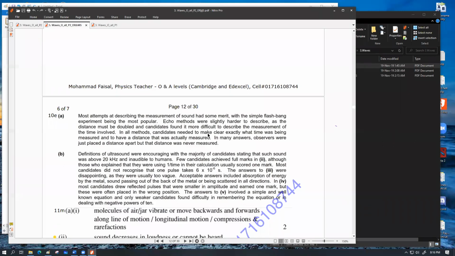scattered in all directions. আচ্ছা, নাম্বার 4 থেকে শুরু হচ্ছে গ্রাফের কথা। In number 4, most candidates drew reflected pulses that were smaller in amplitude and earned 1 mark, but these were often placed at the wrong position. The answers in 5 involved a simple mark and well-known equation.